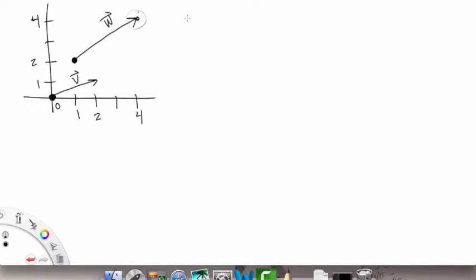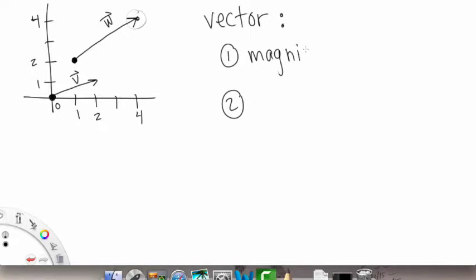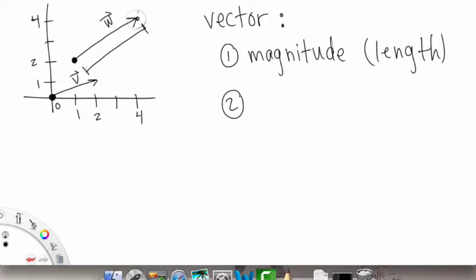Alright, so first of all, what is a vector? A vector is defined as a quantity, or a measurement, or an object, that has two components, or two parts to it. The first is that it has a magnitude, and that basically refers to its length. So the length that we see here would be its magnitude. This length here would be the magnitude of w, and this length here would be the magnitude of v. And the second part of a vector is that it has direction as well.